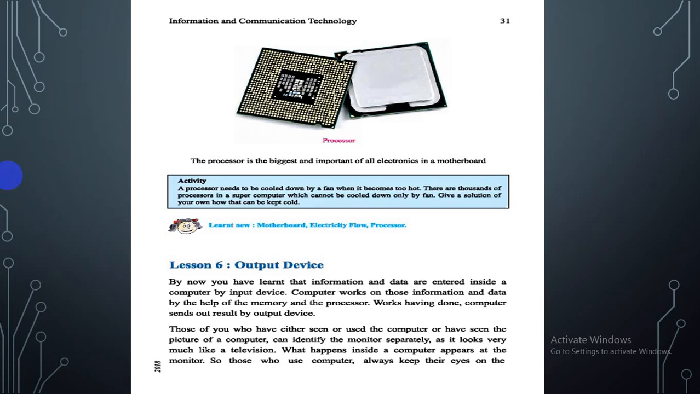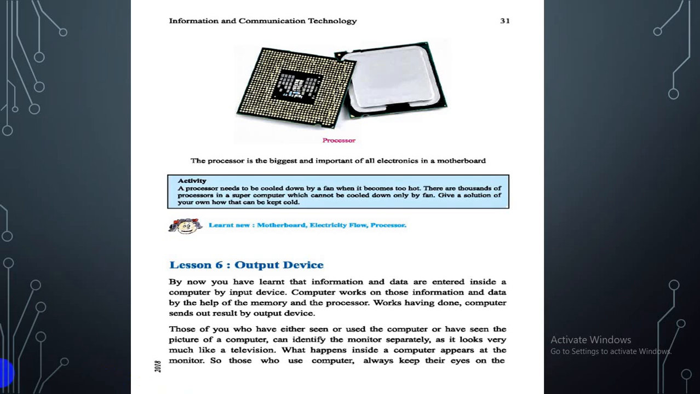So dear student, let's come to the second lesson, lesson 6, output device. By now you have learned that information and data are entered inside a computer by input device. The computer works on that information and data with the help of memory and the processor. Works having been done, the computer sends out the result by output device. So what is an output device? What are the functions and activities of an output device?